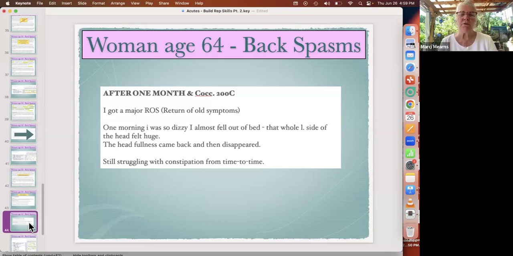And then further, after about a month, we went up to a 200. And then she said she got a major return of old symptoms. One morning, I was so dizzy, I almost fell out of bed. Kind of reminds you of cocculus, doesn't it? That whole left side of the head felt huge. That's an old symptom; I think what she came with originally was a feeling of fullness on the left side of her head. Fullness came back and then it disappeared. Still struggling with constipation from time to time. Okay.